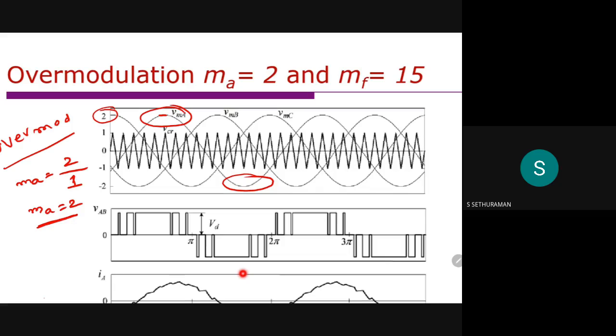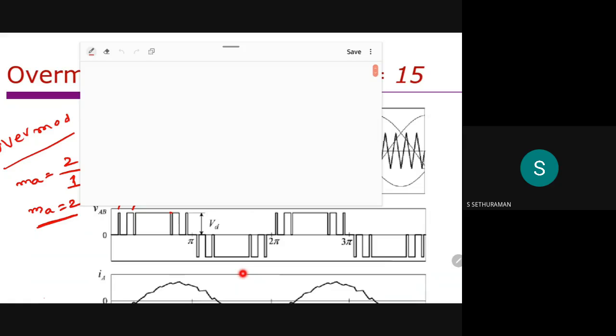MF is 15, as I mentioned. So what is the advantage here? Here is the intersecting point with the carrier, that is A phase, and this is B phase. Here there is a direct transition from here to here, so there is no intersecting point. Therefore, a large pulse appears here. Clear? There is no intersecting point from here to here, so a large pulse appears.